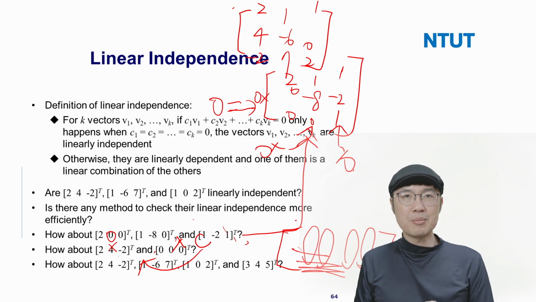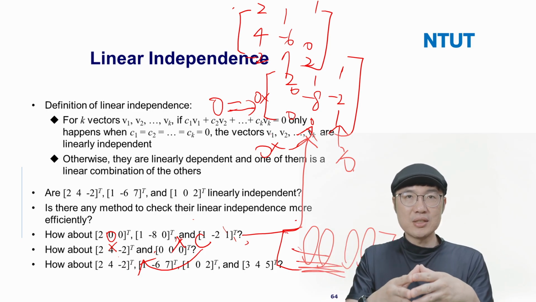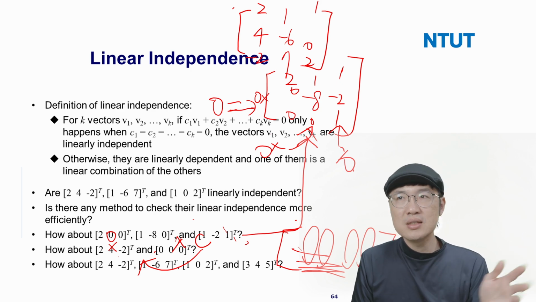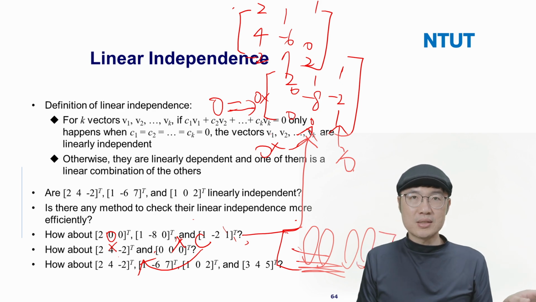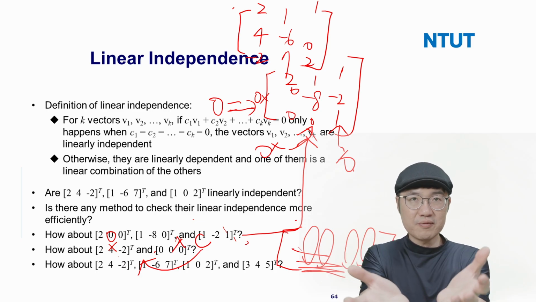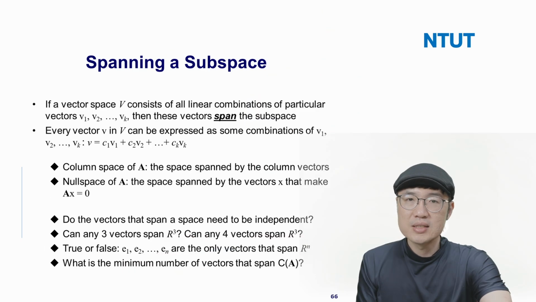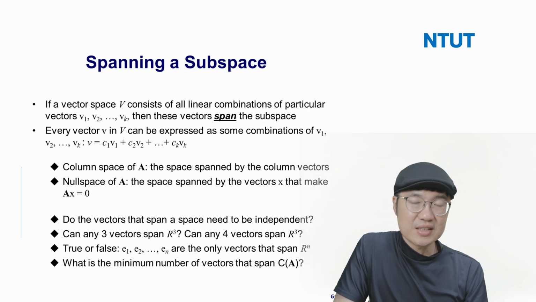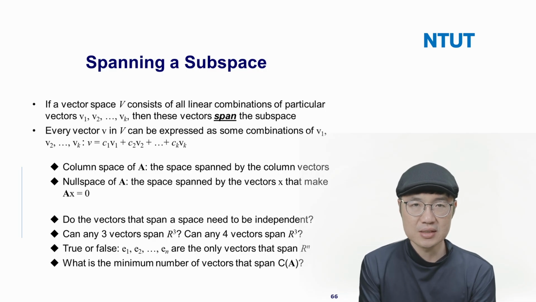So independence is like summarizing the information into the essence. It focuses on excluding unimportant parts, providing the essence out of those vectors, the information. Span is another thing. This is completely different. This is like the opposite of independence.